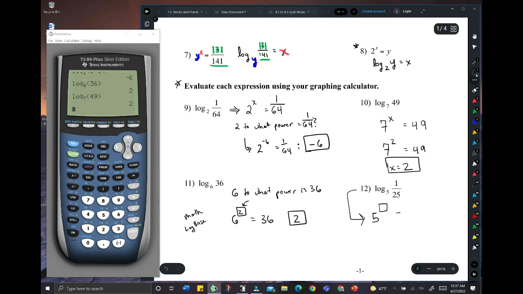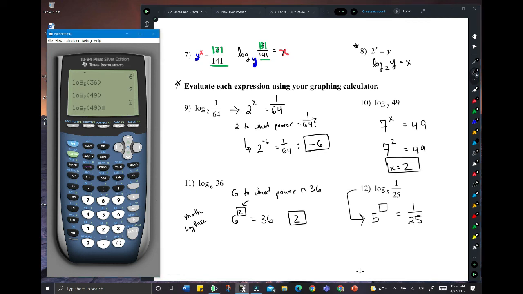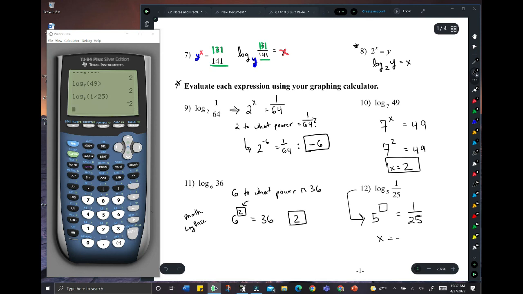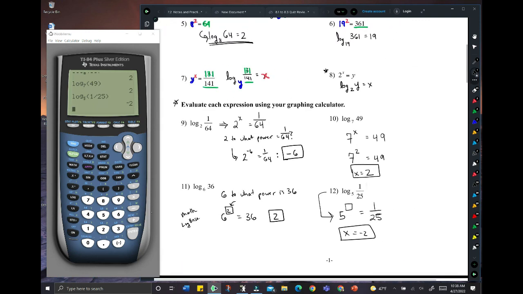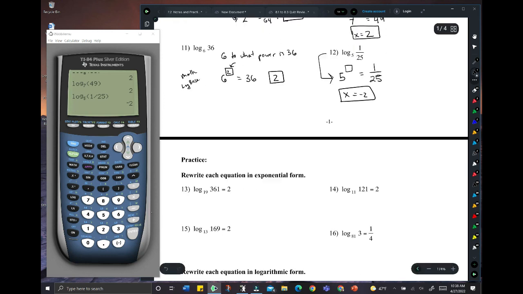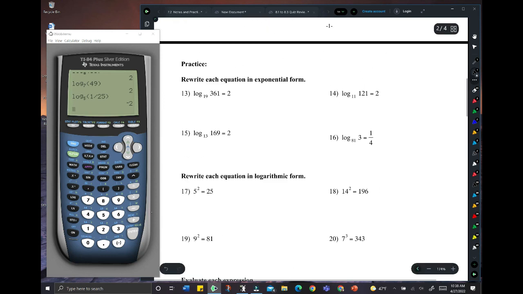You can also think 5 to what power is equal to 1 over 25. Now be careful. When in doubt, calculator out. So let's do log base 5, 1 divided by 25, and you're going to get negative 2. So x equals negative 2 with that one. That's the main idea, guys. Rewriting, using your calculator. Welcome to the world of logarithms. Try out those practice problems. They really should be pretty easy.